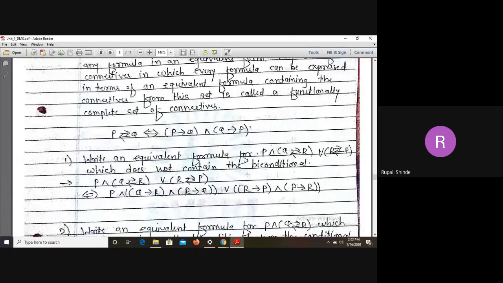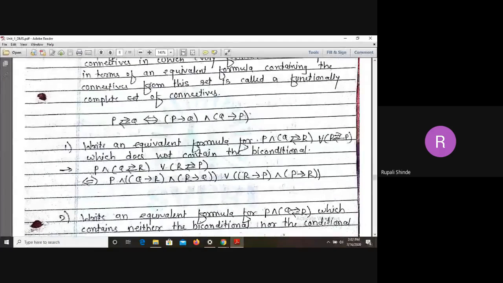So same formula we have applied here to remove this biconditional. Now check here whether this formula is containing any biconditional. No. So here we have converted this given formula into its equivalent formula which does not contain any biconditional. Okay.